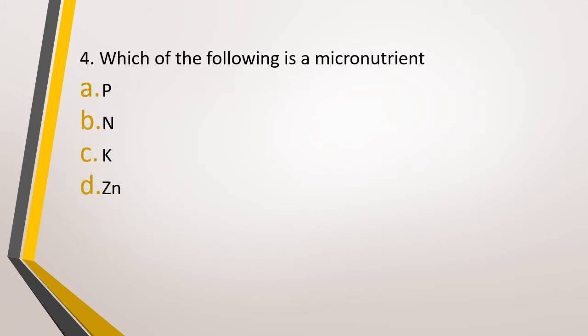Question number 4. Which of the following is a micronutrient? Option A, phosphorus. Option B, nitrogen. Option C, potassium. Option D, zinc. Which of the following is a micronutrient? The correct answer is option D, that is zinc.